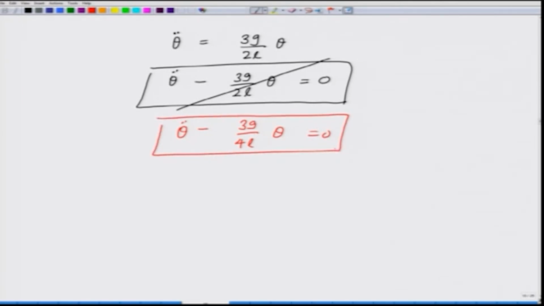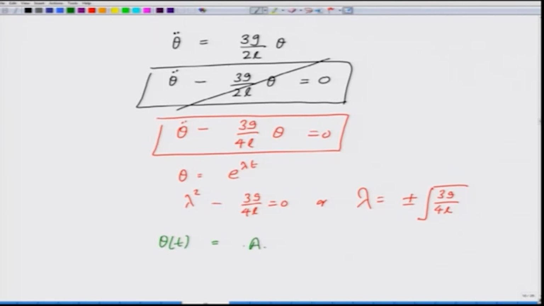The solution is very straightforward. If I take theta to be equal to e raised to lambda t, I get lambda square minus 3g over 4L is equal to 0, or lambda equals plus or minus square root of 3g over 4L, and therefore, the general solution for theta as a function of time is going to be equal to some constant a depending on the initial conditions, e raised to square root of 3g over 4L times t plus b e raised to minus square root of 3g over 4L times t.